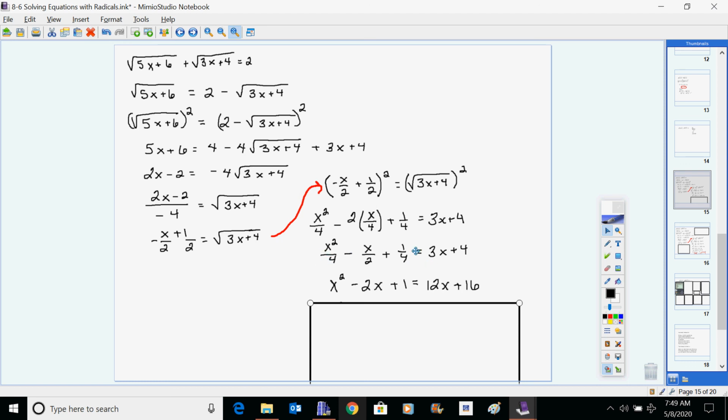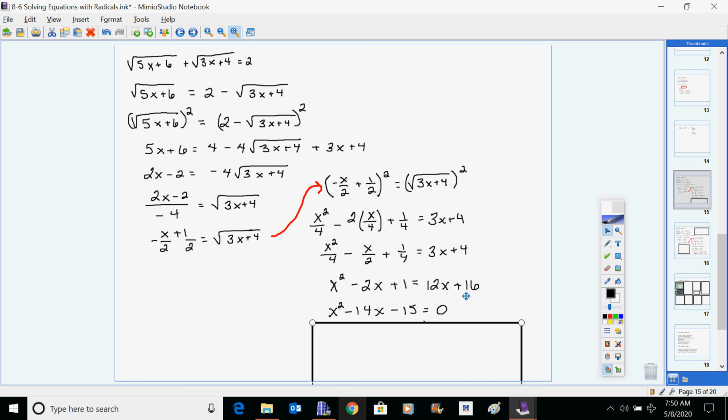So if you multiply everything on both sides by 4, it's going to get rid of your problem. So you have x squared, 2x, 1, 3 times 4 is 12, 4 times 4 is 16. Then you can slide the 12x and the 16 over by subtracting. Negative 2 minus 12 is negative 14. 1 minus 16 is negative 15.